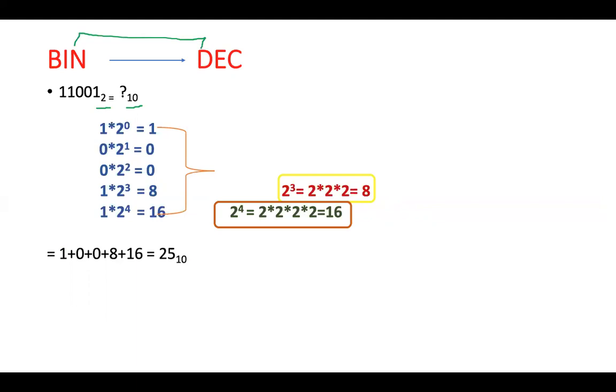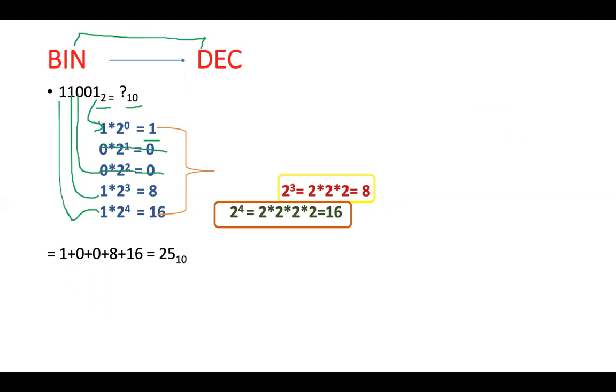So we are going to start from here. This is 1, then 0, then 0 again, then 1, then 1. 1 multiply 2 to the power 0. So 2 to the power 0 is 1. 1 multiply 1 is going to equal 1. 0 multiply 2 to the power 1. 2 to the power 1 is 2. 2 multiply 0 is 0. So anything we multiply with 0 is going to equal 0.